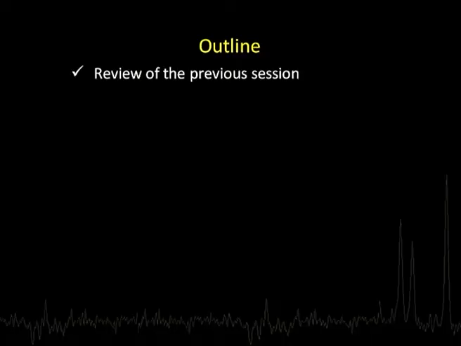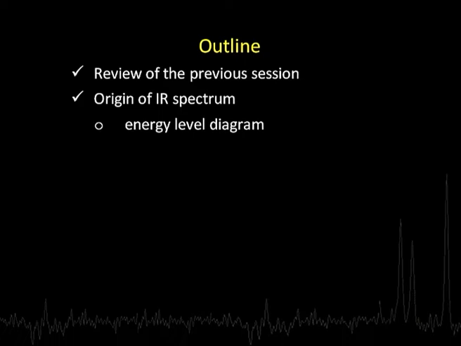And the session is planned as follows. To begin with, we will briefly review what we did in the previous session, and thereafter we will look into the origin of IR spectrum. This will be tailored in the following way: we will start with the energy level diagram for vibrational motion, a molecule which is executing vibrational motion, and the quantized energy level diagram, what kind of diagram is there. And then we will see what the selection rules are, which allow us to find out which transitions are possible there. Then, out of the possible transitions, we will see which transitions can be observed.